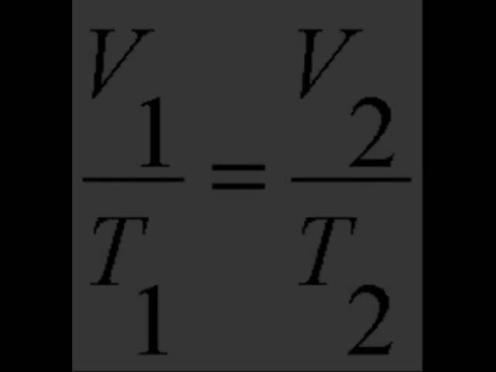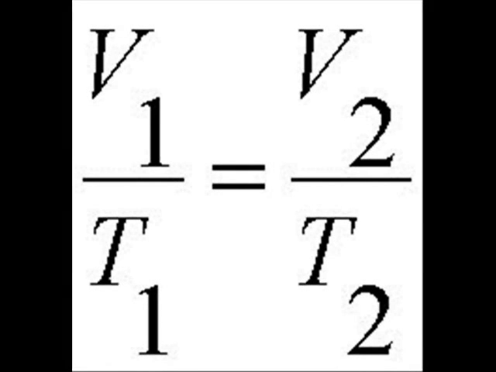Mathematically, Charles's law can be represented as V over T equals K, where K is a constant and the temperature is expressed in Kelvin. Again, if there is a change from one set of volume-temperature conditions to another, Charles's law can be expressed as V1 over T1 equals V2 over T2.